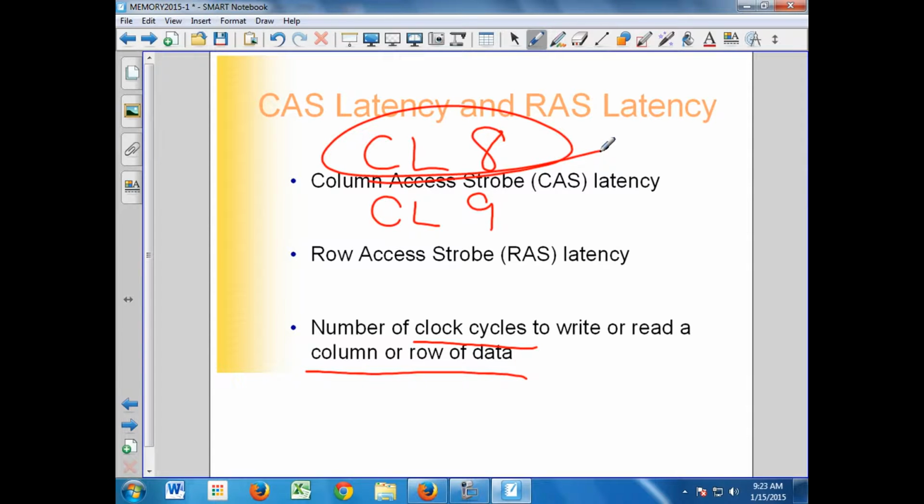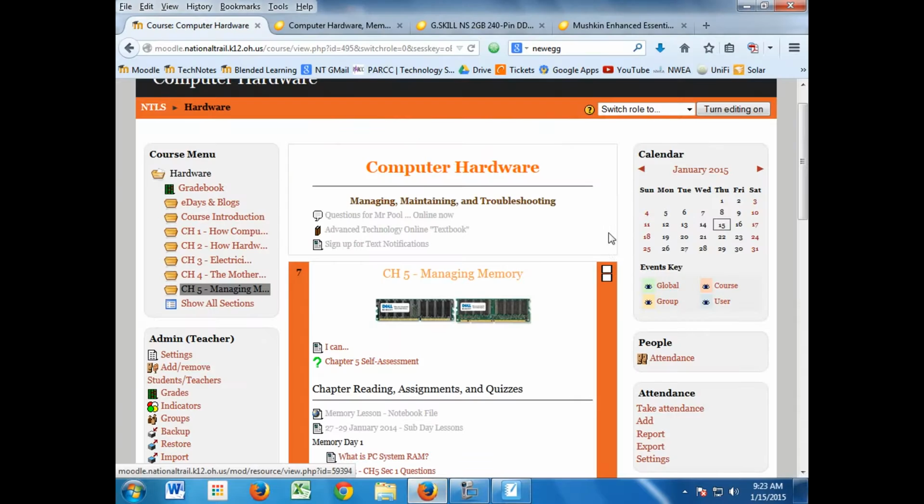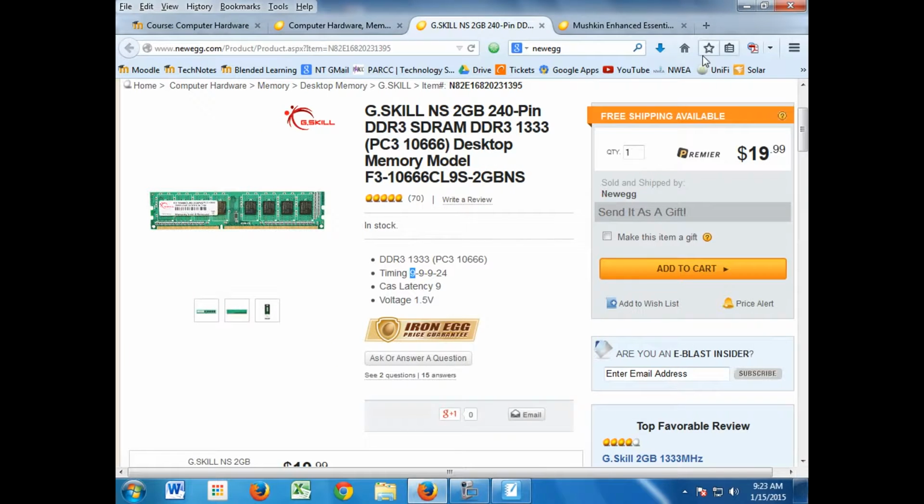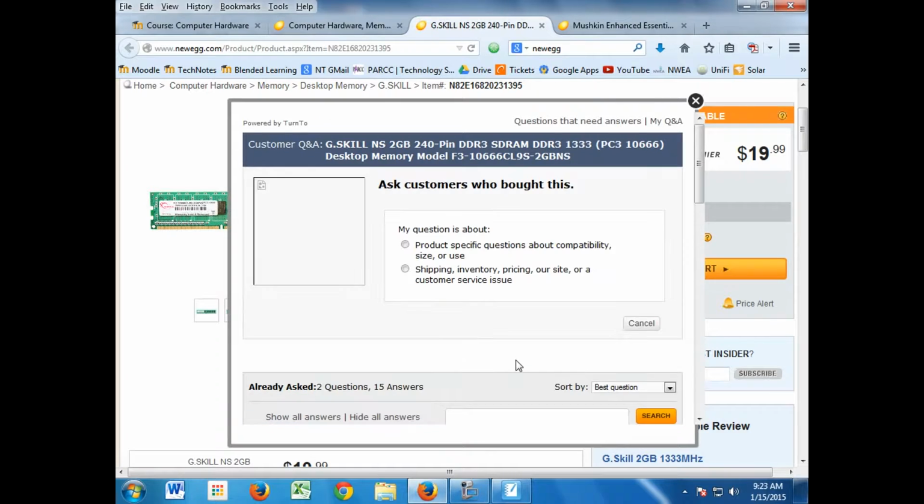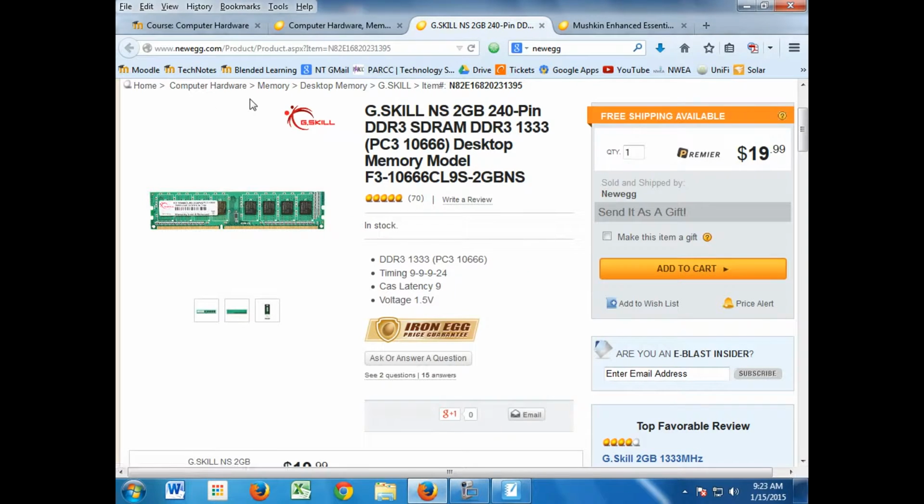Okay, I'm going to go to a website here real quick. I'll go to Newegg and I'll show you what I'm talking about. In fact, I already have some pulled up. Okay, so as I look at this memory right here, most people just see this. It's DDR3 1333. Okay? But what's the timing? And the timing down here, the first number of the timing corresponds to the cache latency. It's a cache latency of 9. Okay?